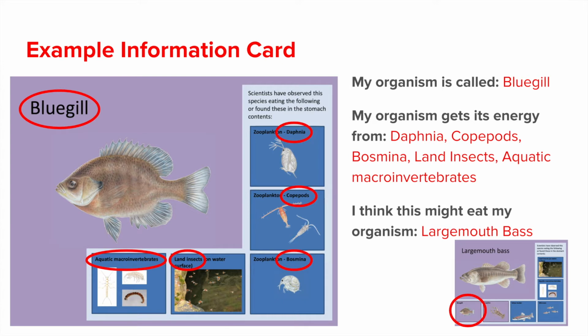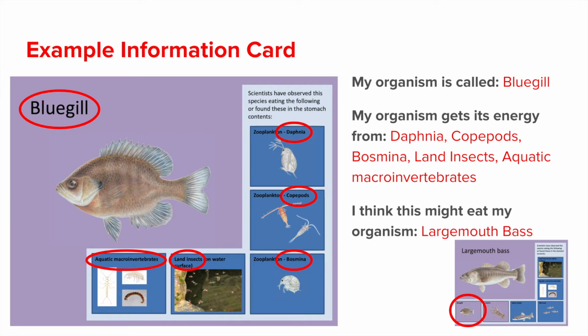Your research card here has all the information you need to know, and it says that scientists have observed this species eating the following, or found these in its stomach contents. So these species have been found in the stomachs of bluegill fish: Daphnia, copepods, Bosmina, land insects, and aquatic macroinvertebrates. So that is how you answer the second question. And the third question is, I think this might eat my organism.